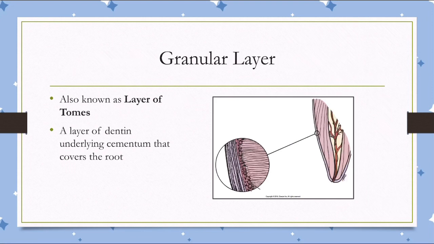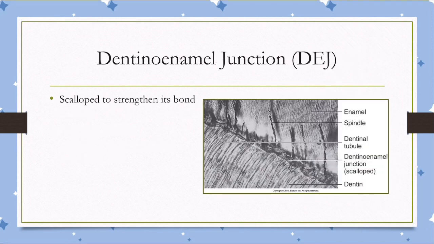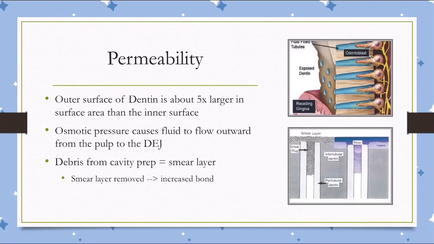So if you take a look at that picture, you can see the layer of Tomes, or the granular layer, is getting just a bit thicker as it reaches the apex. Alright, and now let's take a look at the dentin-enamel junction. The dentin-enamel junction increases slightly in width from the cement-enamel junction to the root apex. The scalloped edge plays a special role. It fuses the enamel and dentin properly, which increases its bonding strength.